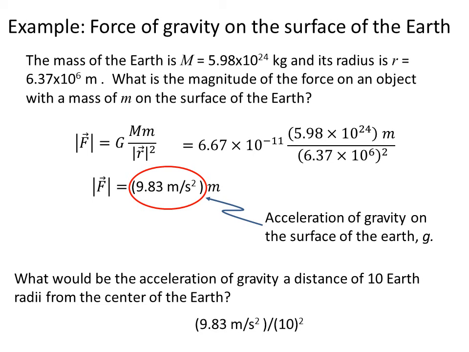Well, you take 9.83 meters per second squared and divide by 10 squared because you've increased the distance by 10. So it would be 0.098 meters per second squared. So if you go 10 Earth radii above the Earth, the force of gravity drops significantly, by a factor of 100.